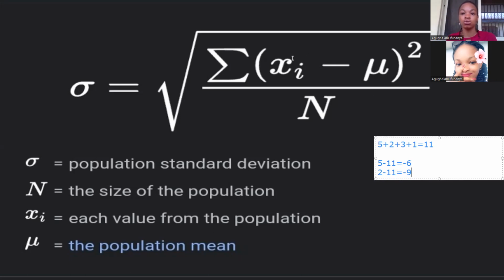And so once you're done, you add everything up. Then you divide it by the size of the population, which is 4. You get your answer and you take the square root.